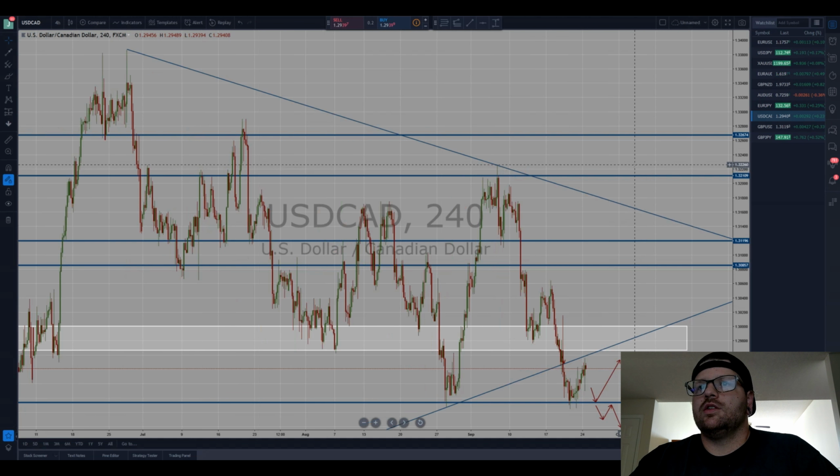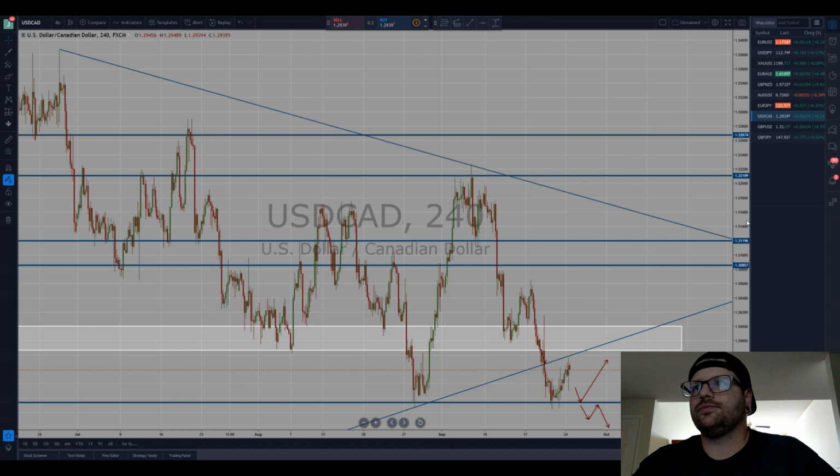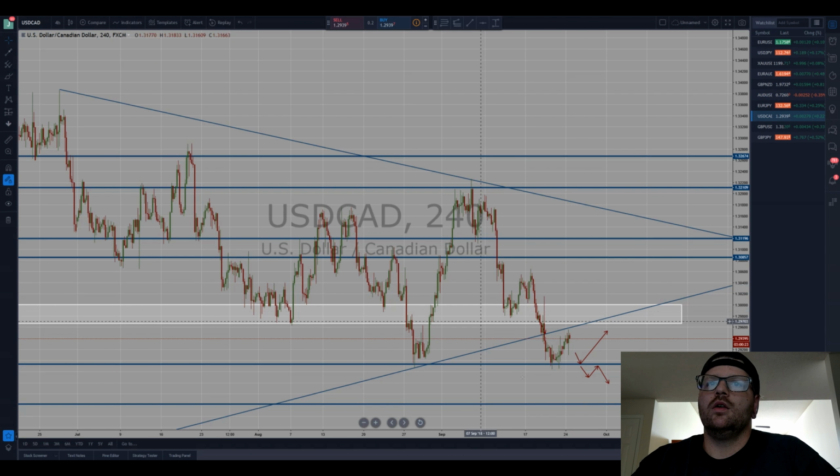UCAD is up next. With UCAD, we had price come down, retest the support and resistance level, and it has now gone bullish off of that. However, there is a trend line right there that it could retest and then continue its bearish ways. UCAD ranges a lot, and so I'm not going to go bullish or bearish on this just yet.